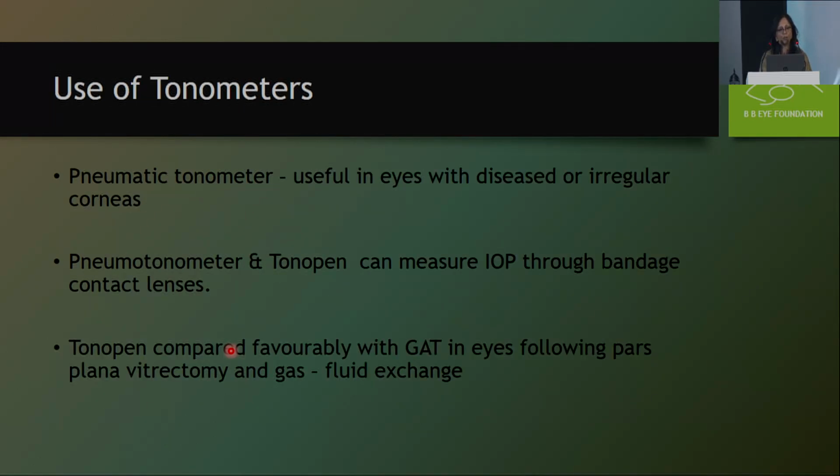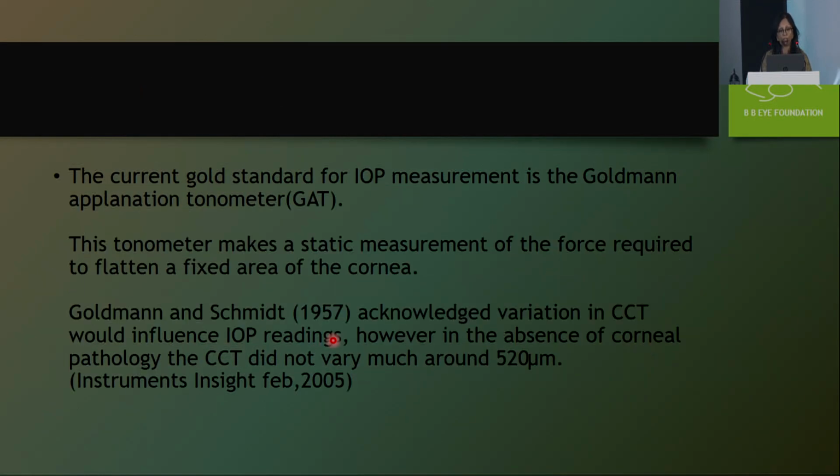Pneumatic tonometers, as I told you, are useful in eyes with diseased or irregular corneas. Pneumotonometers and Tonopen can measure IOP through bandage contact lenses, and Tonopens are favored. The studies show that Tonopen does compare very favorably with the Goldmann applanation tonometer. The current gold standard, as I told you, is the Goldmann applanation tonometer, and you know that it applanates the cornea, and the measurement is of the force required to flatten a fixed area of the cornea. That's the principle on which it works.